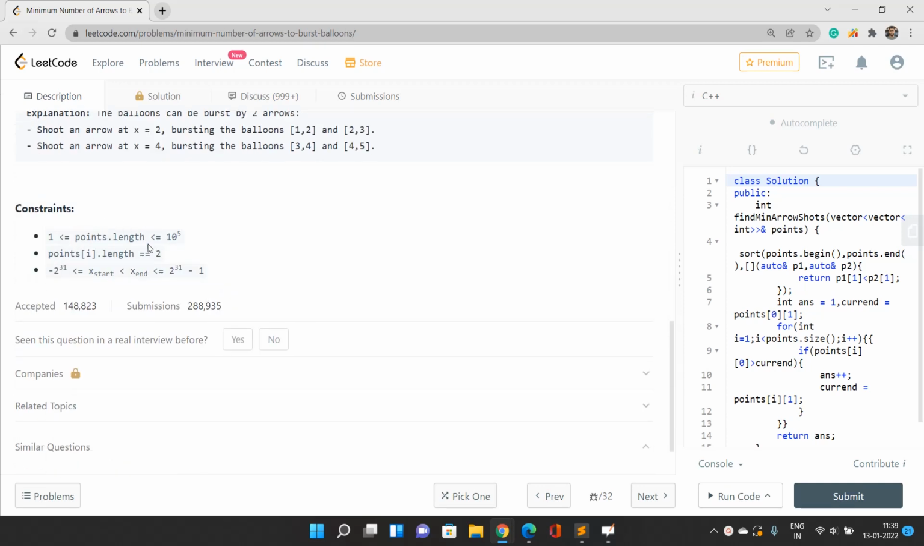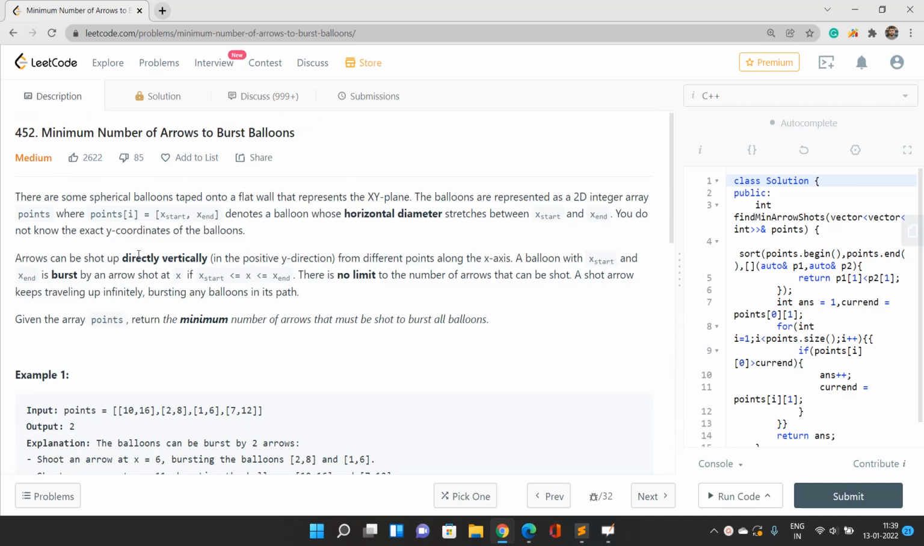There will be at most 10 raised to the power 5 balloons, so we should be thinking of a best O of n or O of n log n solution. The coordinates range from minus 2 raised to the power 31 to 2 raised to the power 31 minus 1. So we are not going to store the coordinates into some array or vector, that would be a foolish thing. We will find the minimum number of arrows in the most efficient way.